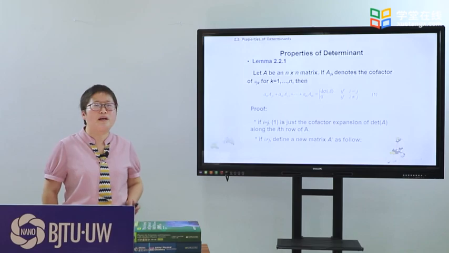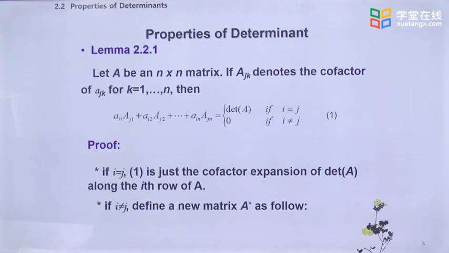So lemma 2.2.1. Let A be an n by n matrix, a square matrix. If A_jk denotes the cofactor of a_jk, for k varying from 1 to n, then we know that the summation a_i1 times cofactor A_j1 plus a_i2 times cofactor A_j2 plus and so on plus a_in times its cofactor A_jn equals the determinant of A if i equals j. If i does not equal j, then this summation equals 0.